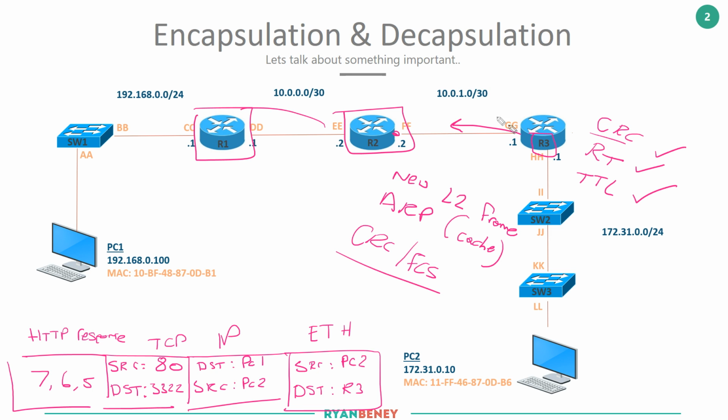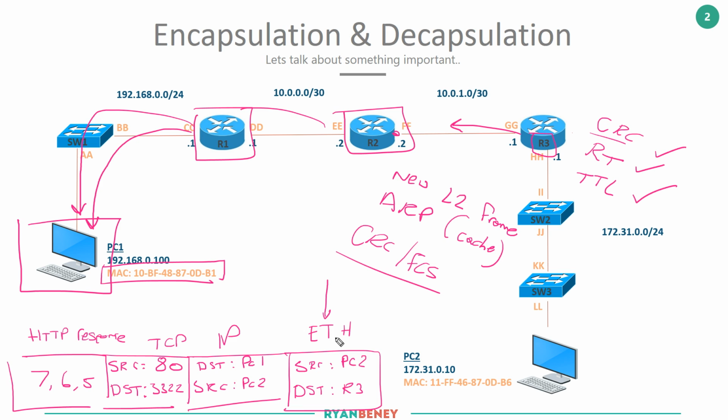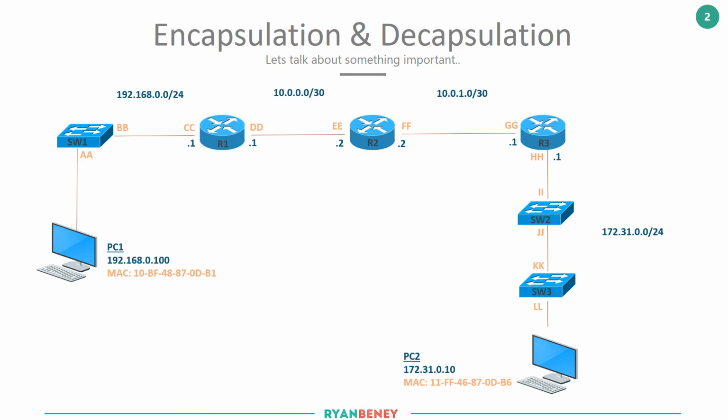Router 1 will perform the same as router 2, creating a new layer 2 header, but this time with the destination of the MAC address of PC1. Switch 1 will switch it, PC1 will receive it, and PC1 will decapsulate all the way up to the HTTP response on the upper layers and be able to process that response from the initial HTTP GET message.